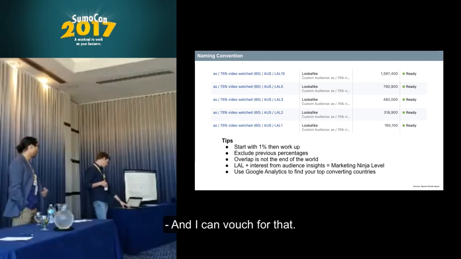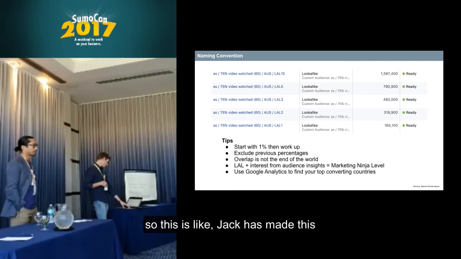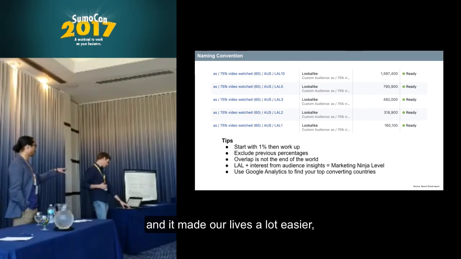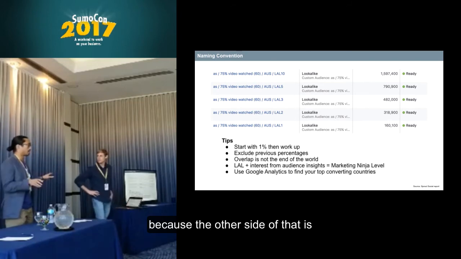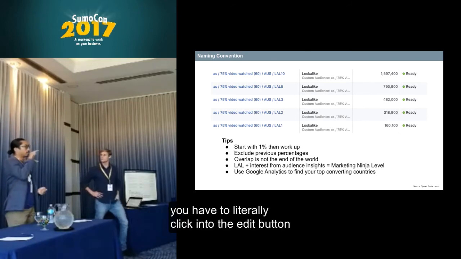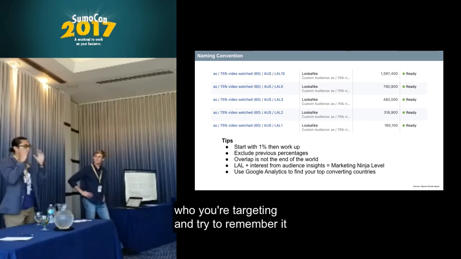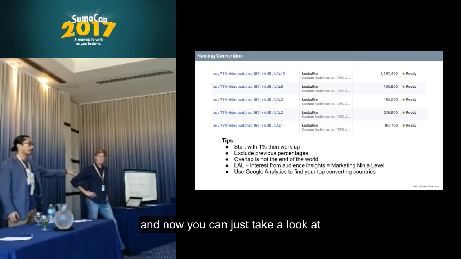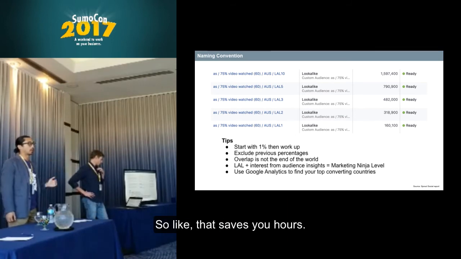And I can vouch for that. Internally, we didn't even have something like that. Jack has made this, and it made our lives a lot easier, because the other side of that is you have to literally click into the edit button in the campaign to see who you're targeting and try to remember it. Now you can just take a look at the name of the campaign and you know exactly what's in it. So that saves you hours, right?